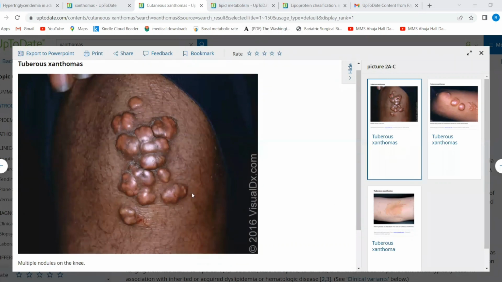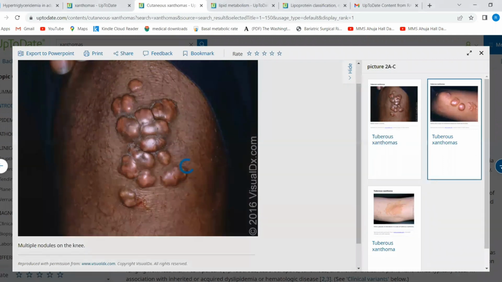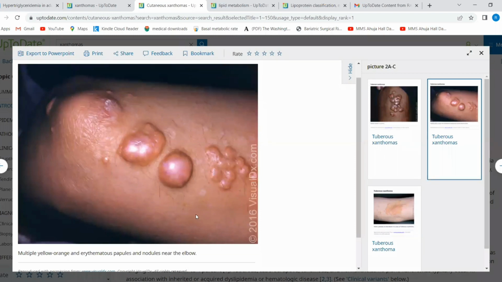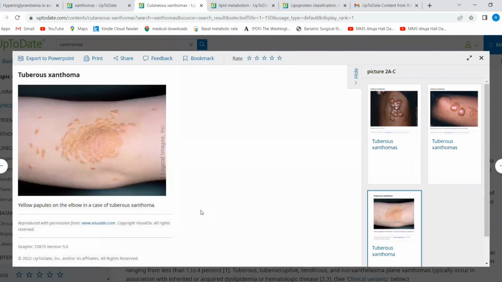Yeah, these are multiple nodules on the knee. These are tuberous xanthomas. This next one is on the elbow. Tuberous xanthomas, as the name suggests, are on the tuberosity. That first one was on the knee, and this is again yellow papules on the elbow in the case of a tuberous xanthoma.